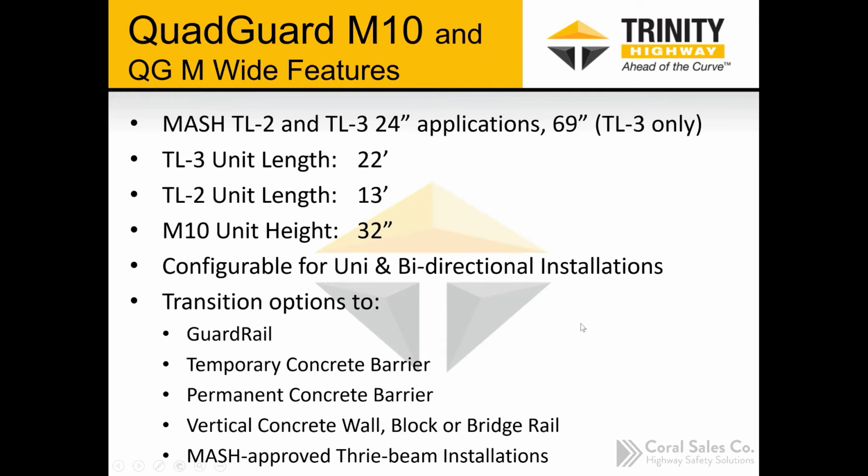So these transition options we have allow us to protect various hazards while providing a redirective component on the backside, so that if a car comes in the back, it will redirect away from the back of the unit and not get snagged there. So guardrails, temporary or concrete permanent barriers, vertical concrete walls, certain types of blocks or bridge rails, and then tri-beam installations as well. I'll get in more detail on those.